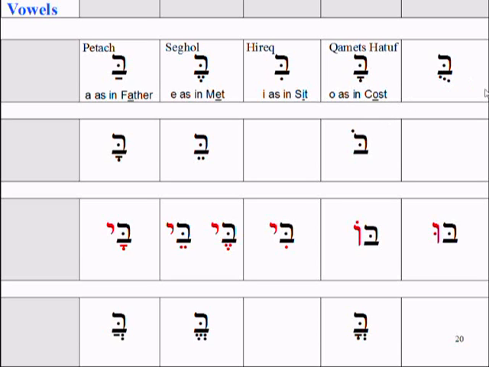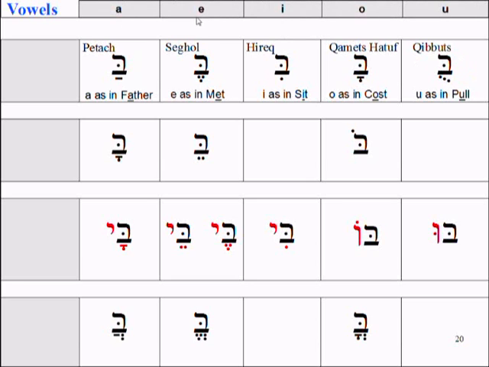And finally, for this line, we have something called a kibbutz. 3 dots in a diagonal line from the top left to the bottom right. And that's a U sound, as in pull. So this is a bu.